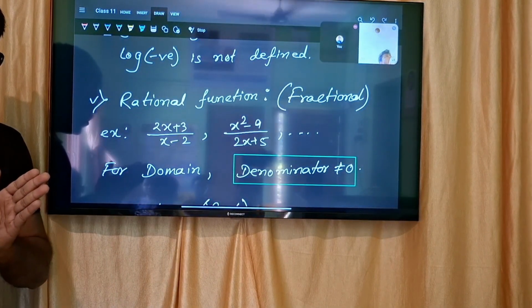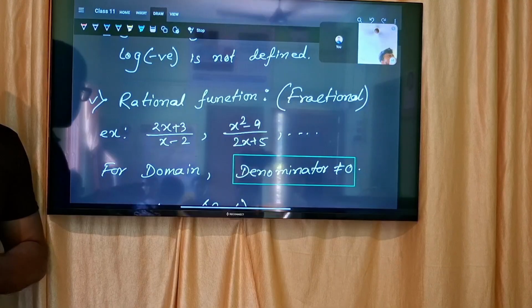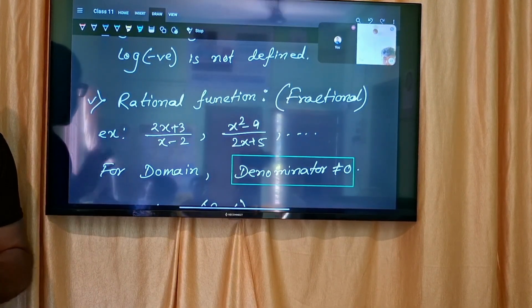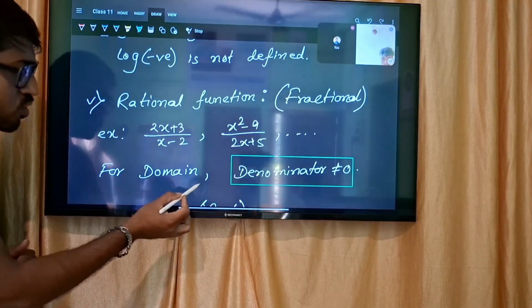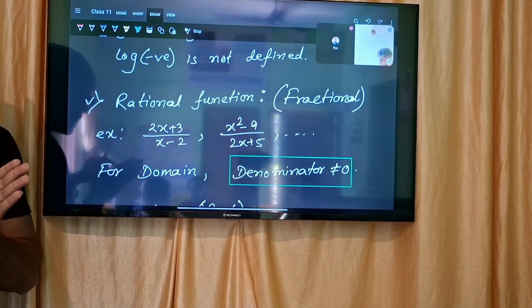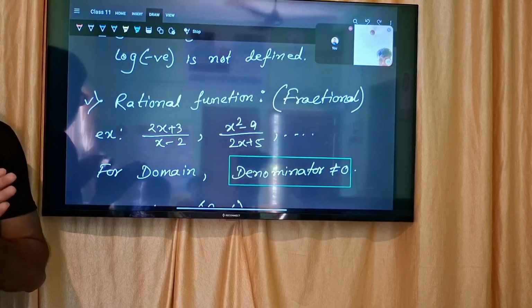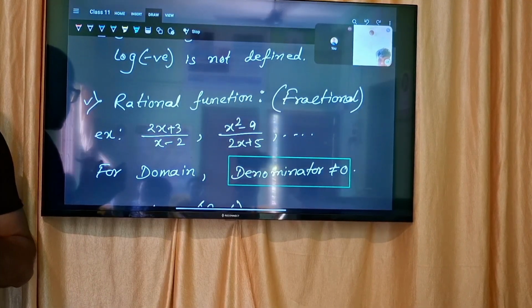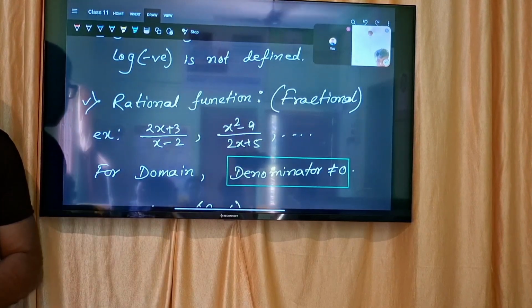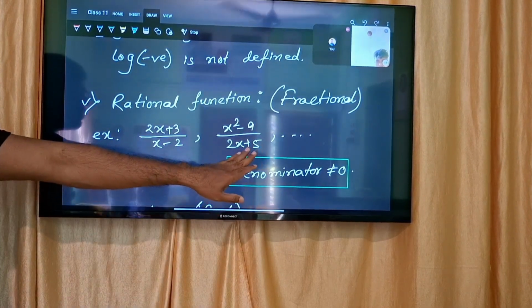So x not equal to 2 means for the values of x, without 2 I will take anything. That means the domain will be real numbers minus 2. From the real number set I will discard the number 2. If you discard it, R minus 2 will give you the domain. Clear? In that manner.